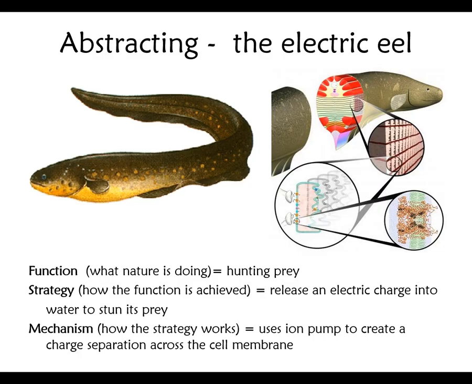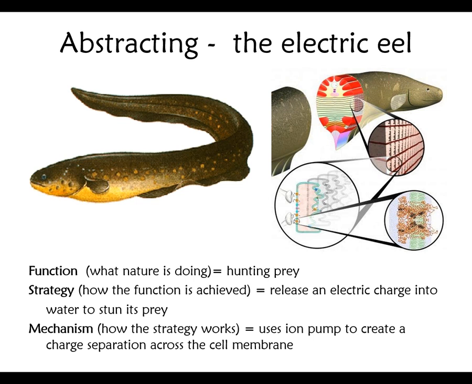This is the electric eel. So the first stage of abstracting is often quite technical. It's uncovering the biological mechanism of what is happening, and it must be understood in as much detail as possible. The mechanism is the most detailed look at the natural phenomena. Think of the mechanism as how the strategy works. Strategy is how the function is achieved. The function is what nature is doing.